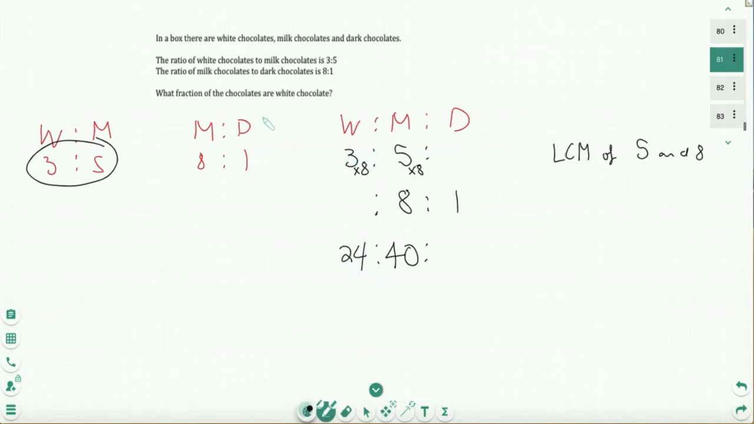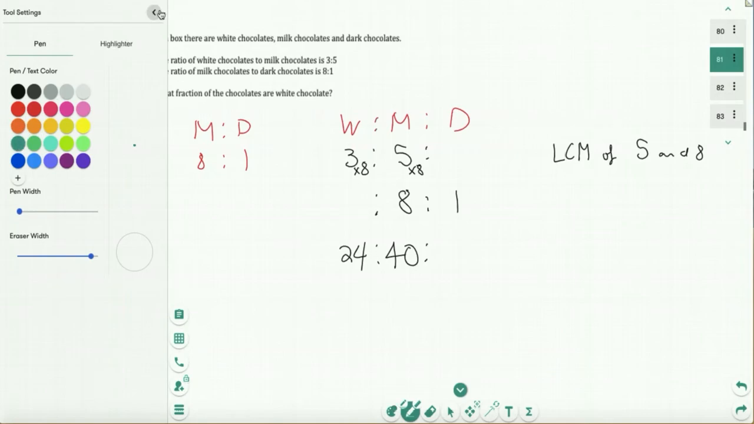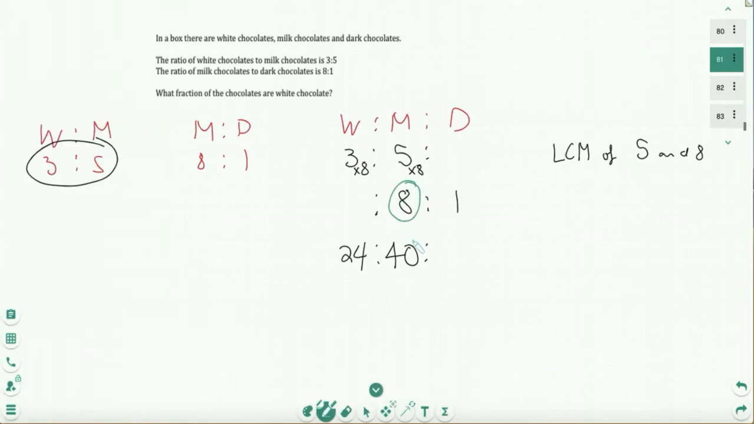Now, let's look at our second ratio. If our milk value is 8, and we want our milk value to be 40, how do you get from 8 to 40? You times by 5. So what do you do to the dark chocolate value? You also times by 5. 1 times 5 is 5. So that's the ratio between the white chocolates, the milk chocolates, and the dark chocolates.